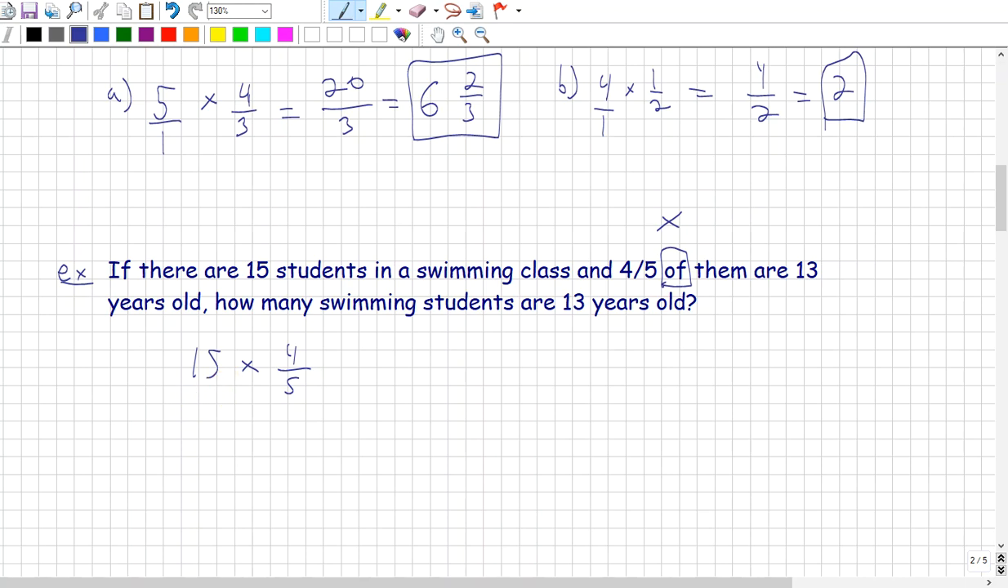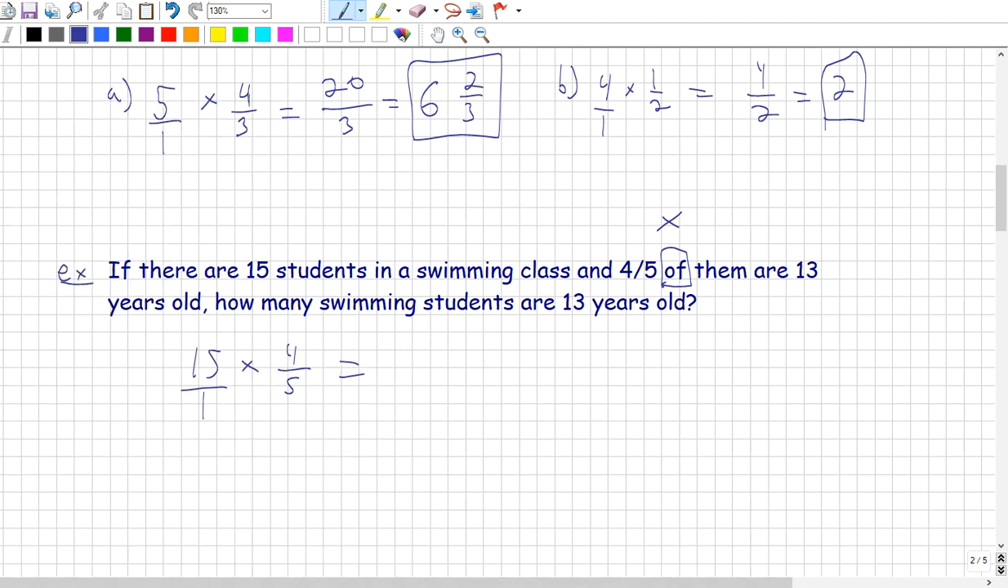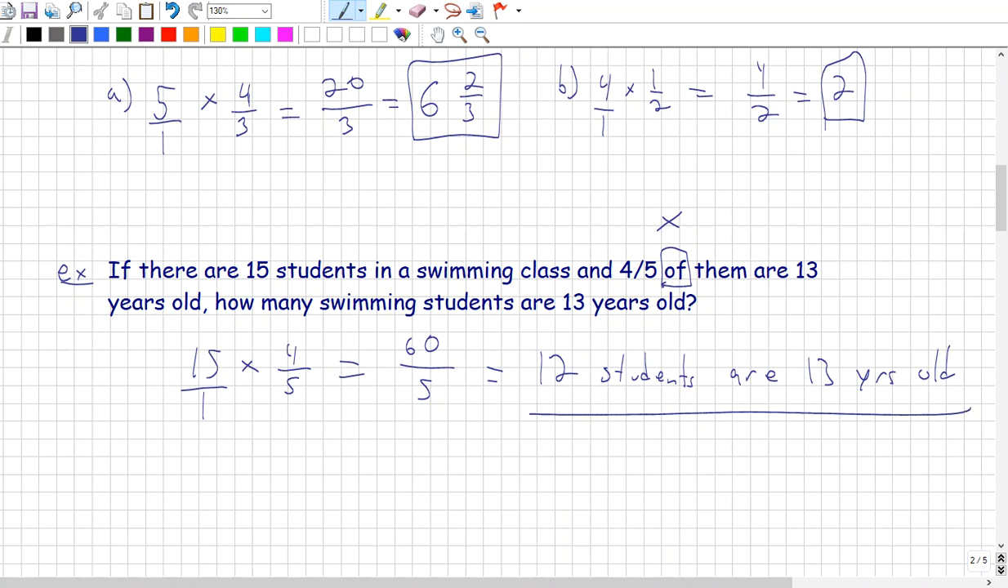So remember, multiplying with a whole number, step 1, put it over 1. Step 2, we multiply straight across. So 15 times 4, well, I know 15 times 2 is 30, so 15 times 4 is 60 over 1 times 5 is 5. And if you look at 60 over 5, I know that 5 is going to go into 60 evenly, and that is going to be equal to 12. Okay, so 12 students are 13 years old. Okay, that's my final answer.